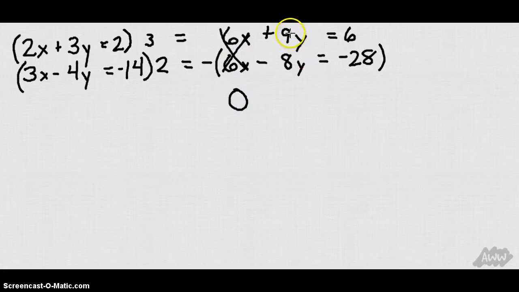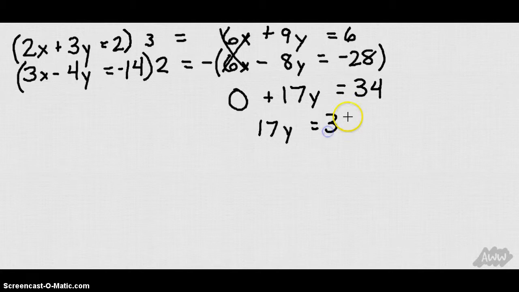And give me 0. 9y minus negative 8y is going to be the same as 9y plus 8y. So I'm going to get 17y. 6 minus negative 28 is the same as 6 plus 28. I'm going to get 34. So I have 17y equals 34. If I divide both sides by 17, I get y equals 2.